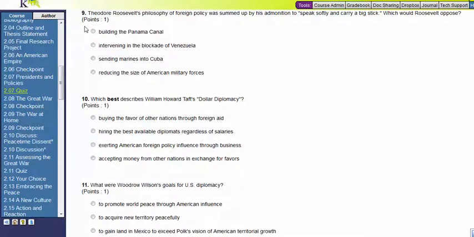Number 9, Theodore Roosevelt's philosophy of foreign policy was summed up by his admonition to speak softly and carry a big stick. Which would Roosevelt oppose? Building the Panama Canal, intervening in the blockade of Venezuela, sending Marines into Cuba, or reducing the size of American military forces?